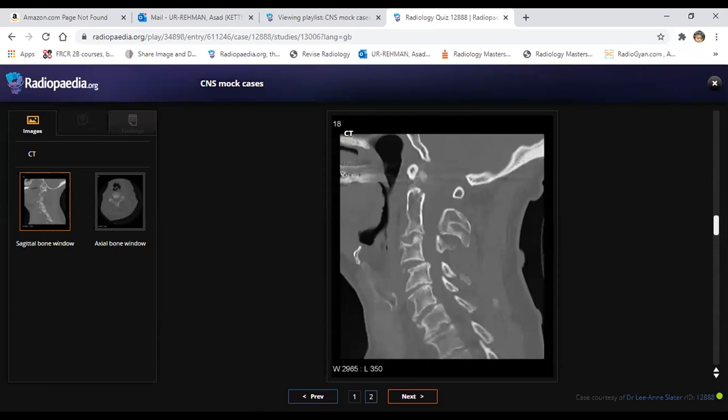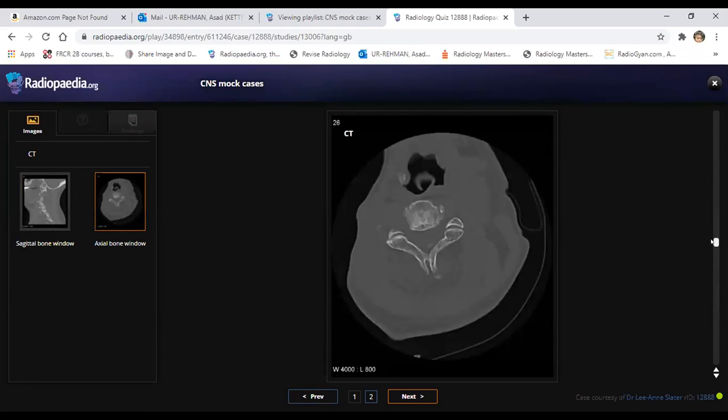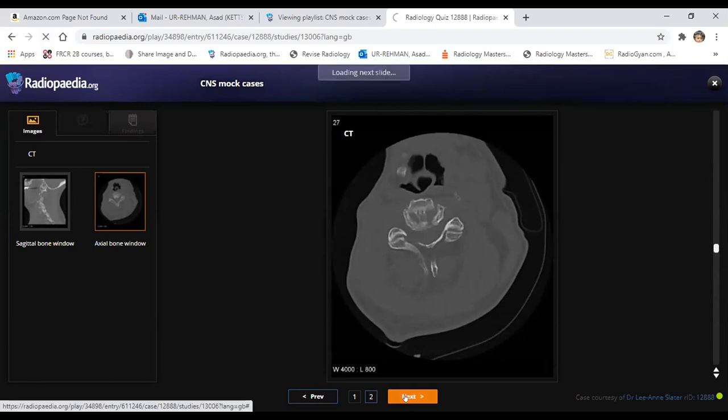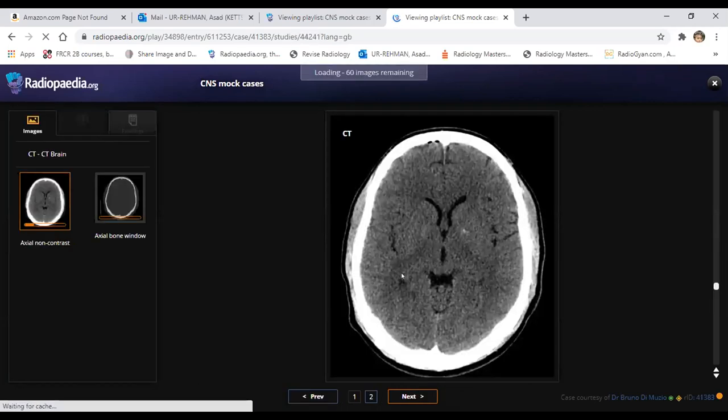And then next case. You were very kind enough to show me the finding. But you did pick up the finding very swiftly, and you described it correctly. And you mentioned that there is nothing else in the rest of the brain parenchyma, and so these were iatrogenic related to recent lumbar puncture or lumbar surgery.